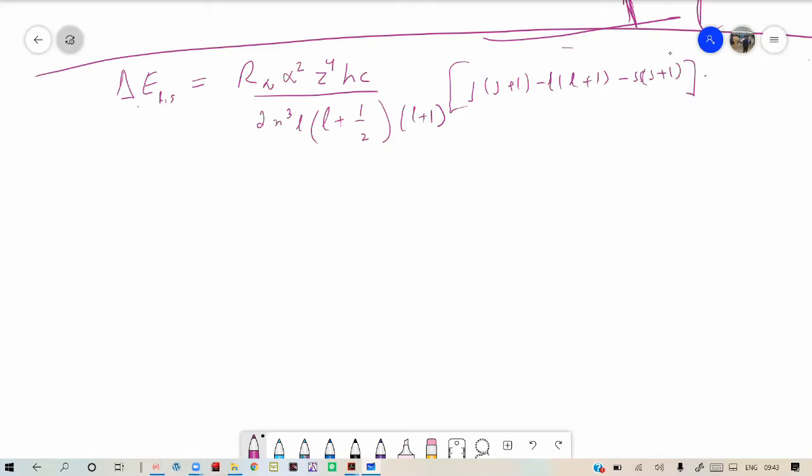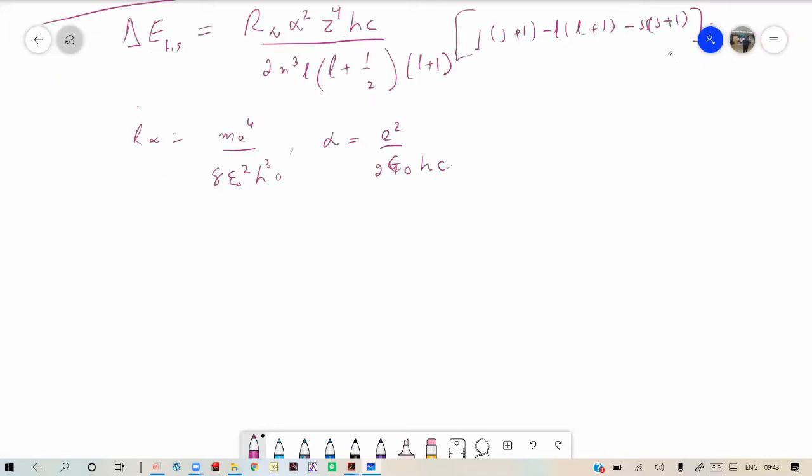S plus 1. So we all know that R infinity is equal to m e4 divided by 8 epsilon naught square h cube c, and alpha is e square by 2 epsilon naught hc. This is the fine structure constant. This is the value of the energy, that interaction energy, after that interaction is a perturbation because of that interaction.